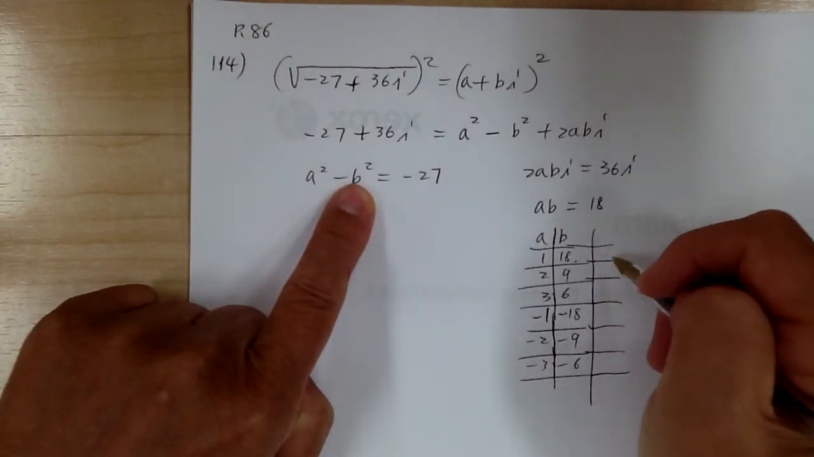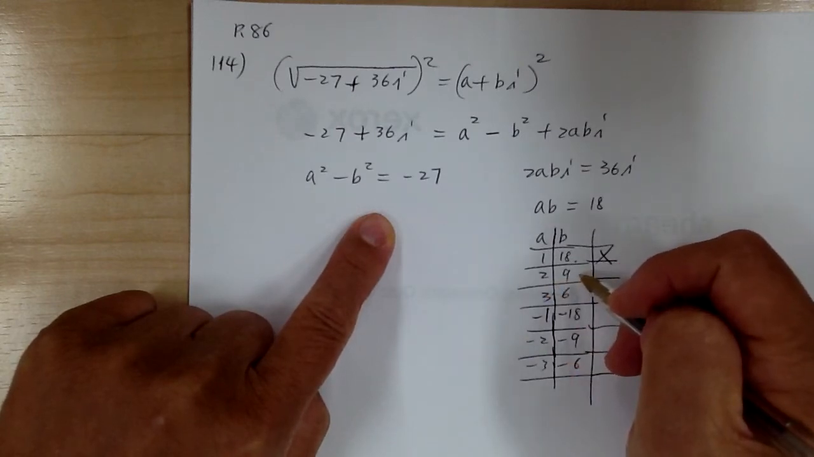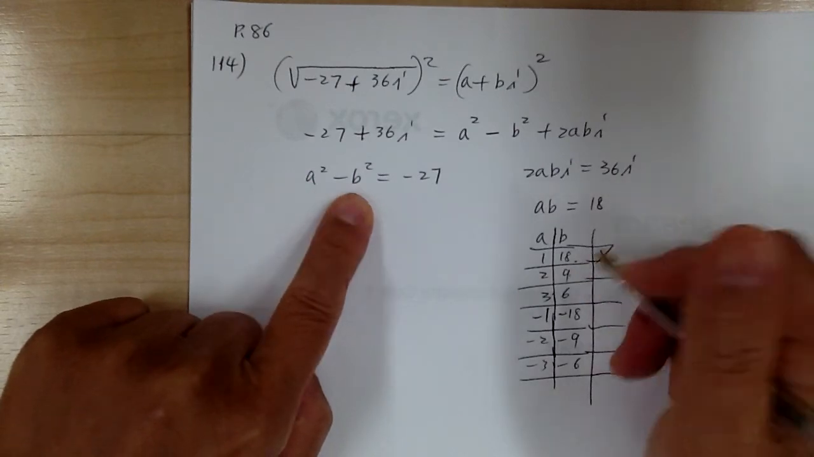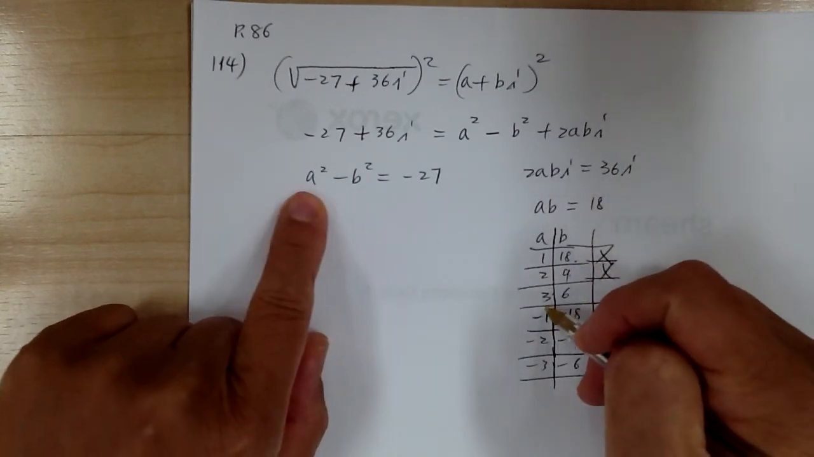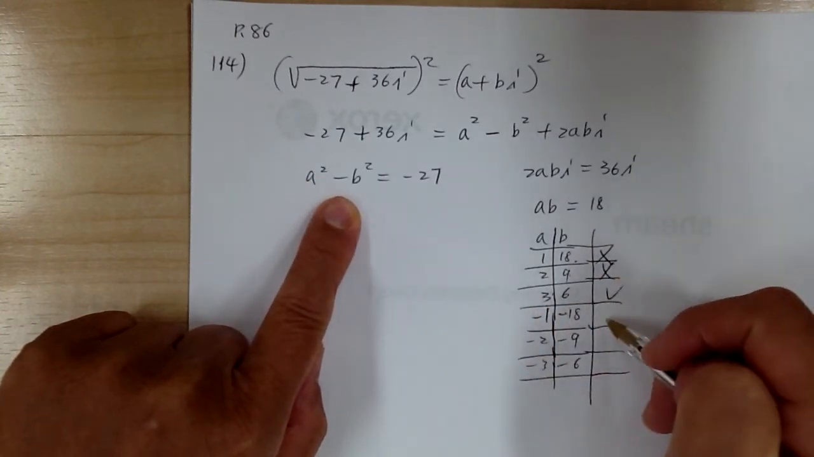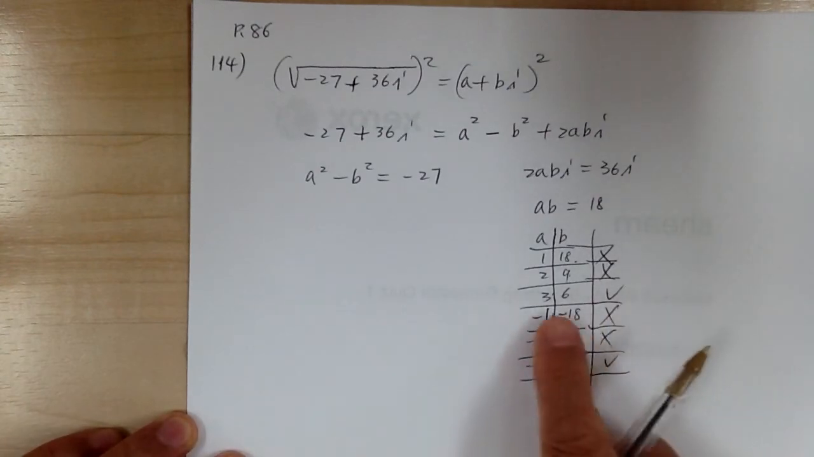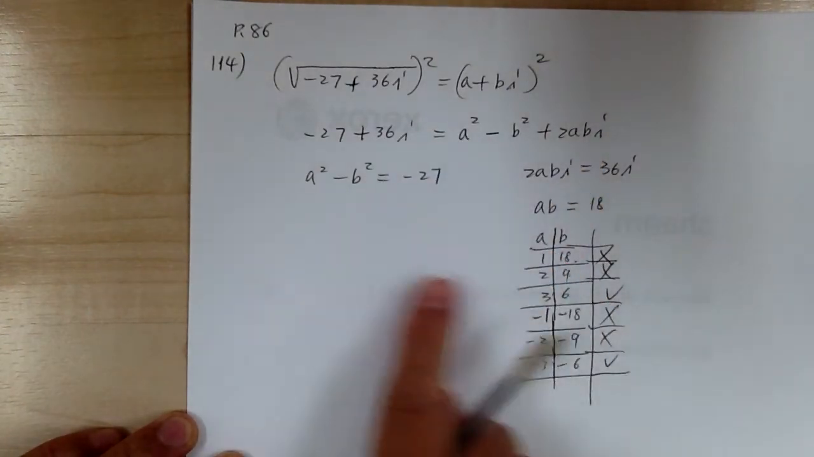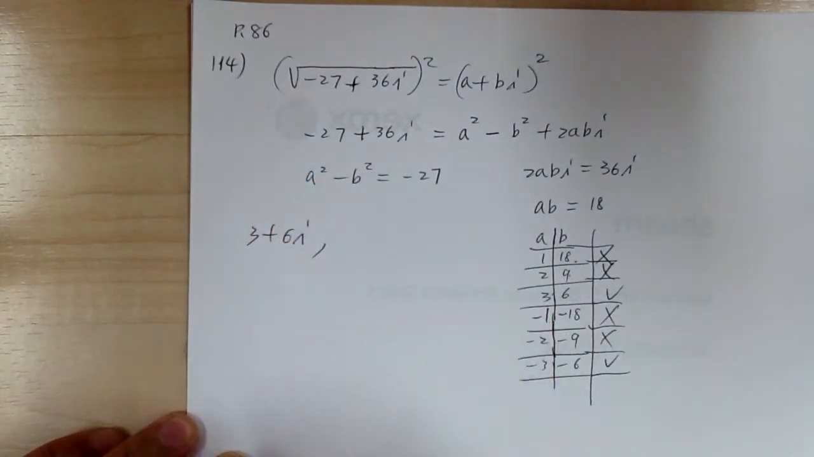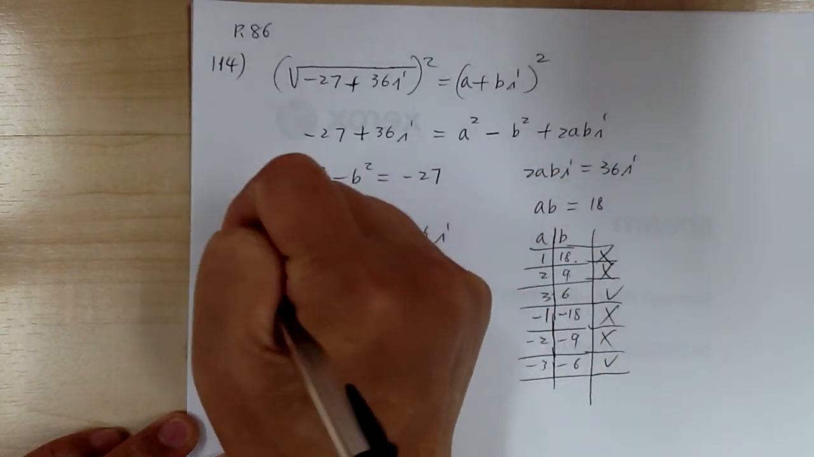So 18 over here is too big, so this one's not going to work. 9 and 2, if you put them in there, you're going to get 4 minus 81, which is too big. So over here, 3 and 6, so 9 minus 36, so this one works. So the two answers you're going to get would be, as a plus bi, 3 plus 6i, or negative 3 minus 6i.